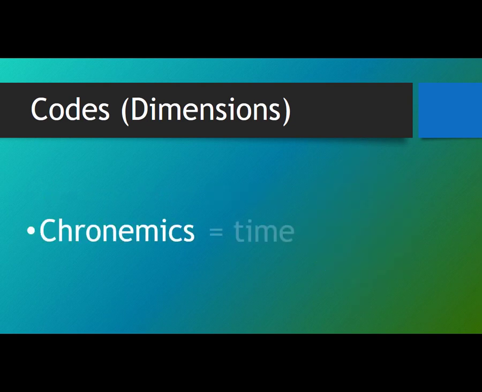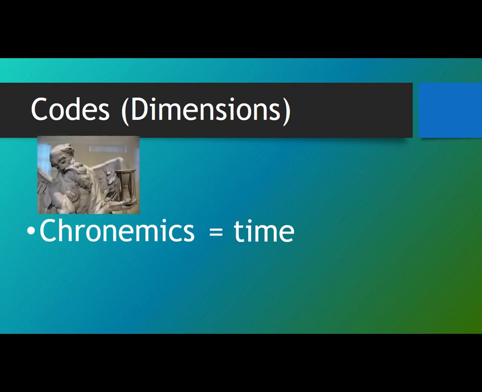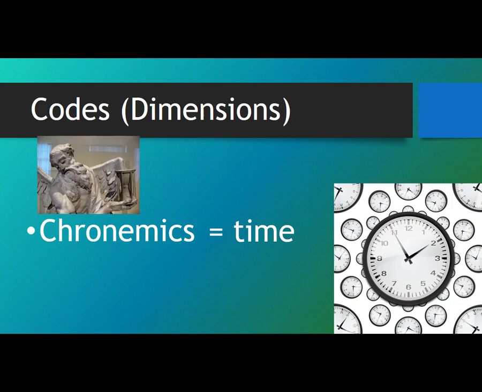Chronemics refers to time. Think chronology. I tend to think of Chronos, the Greek god of time. You've probably heard the phrase, time talks. People use time differently, and we assign meaning to how someone uses time.